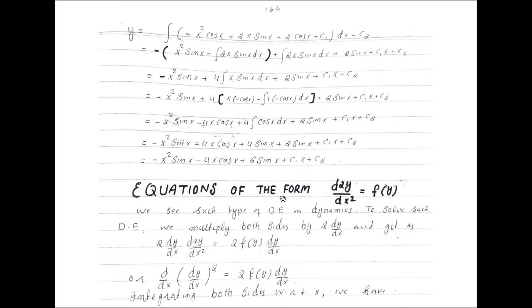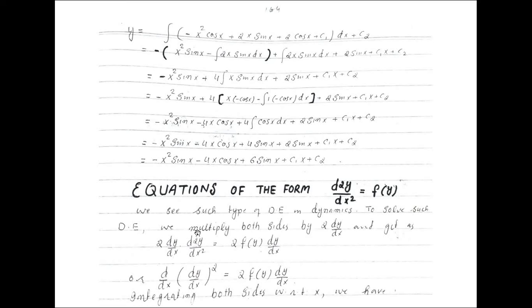इक्वेशन ऑफ द फॉर्म, वी सी सच टाइप ऑफ डिफरेंशियल इक्वेशन इन डायनेमिक्स। To solve such differential equation, we multiply both sides by 2 dy by dx. Whenever there is a function of y, then we have to multiply both sides by 2 dy by dx, and we see such type of differential equation in dynamics. So let's multiply both sides by 2 dy by dx.